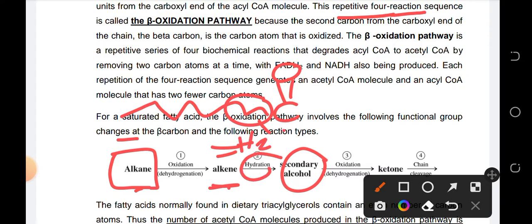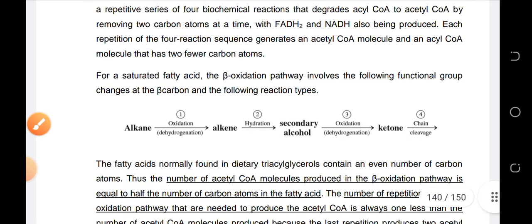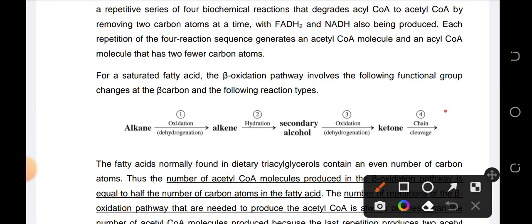Hydration is the addition of water, H2O. So yung OH na functional group ng alcohol dyan kukunin sa water. And then the third reaction is the oxidation dehydrogenation again para maging yung OH naman ay maging ketone. Okay? And from that ketone, dun pa lang magkakaroon ng chain cleavage. So, matatanggal yung acetyl part dun sa acyl.